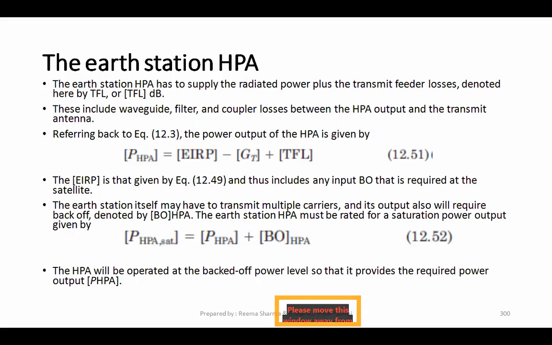Next concept that we'll be seeing is about the Earth station. The Earth station has to supply the radiated power plus transmit feeder losses, denoted by TFL. When I use square brackets, it's in decibels. So this is nothing but your transmitter feeder loss, TFL. This includes the waveguide, filter, and coupler losses. There are a lot of things to be considered actually.